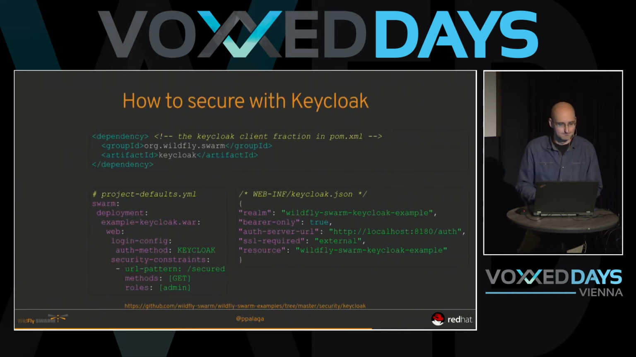So to secure either a UI or REST endpoint with Keycloak, you just need to put this Keycloak fraction into your POM XML. There's a few settings you need to do either through the default YAML file or Java API, such as you need to select the Keycloak authentication method and tell Keycloak which parts of the application need to be secured. There's also a Keycloak JSON file where you actually specify which Keycloak host your application should speak to.